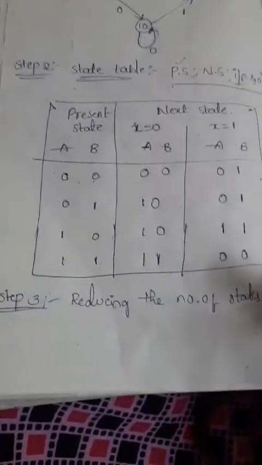Now the second step is completed, so we'll go with the third step. What is that? The number of states can be reduced by the state reduction method. That means we have to do the state reduction method here. Step 3 is reducing the number of states. So how do we actually reduce the number of states?